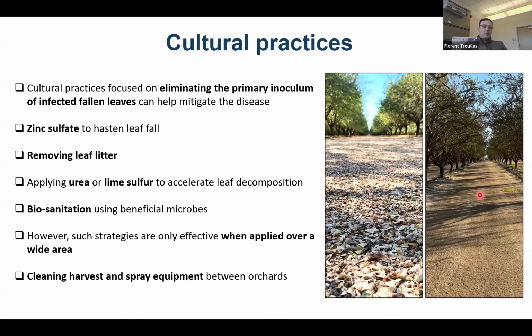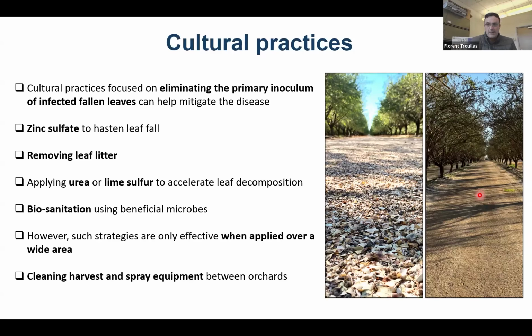In scab, for example apple scab, people have used urea, or things like lime sulfur, to accelerate leaf decomposition. There are also beneficial microbes that can be used for biosanitation. Nevertheless, this type of practice can really only be effective if we use it over a large, wide area. In other words, if you're making lots of efforts to clean up your orchard, but your next-door neighbor is not, then this is going to have little effect on your capacity to get rid of the inoculum, as we've seen that red leaf blotch can spread some distance.